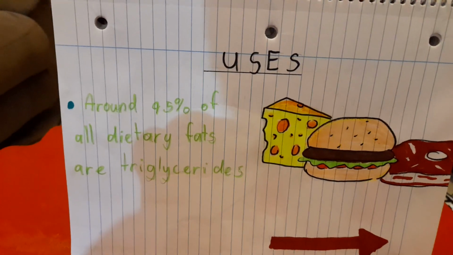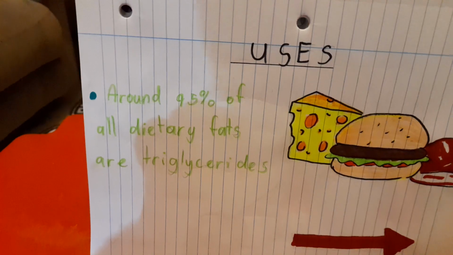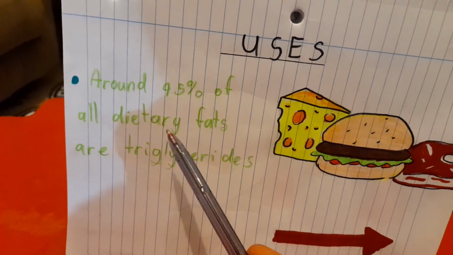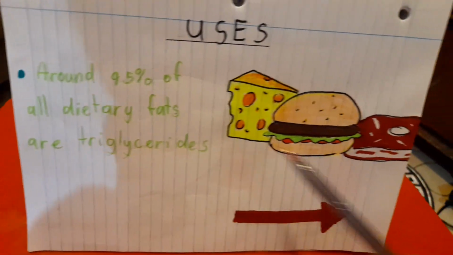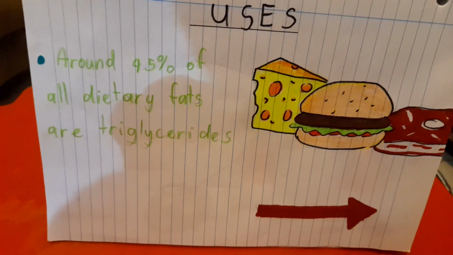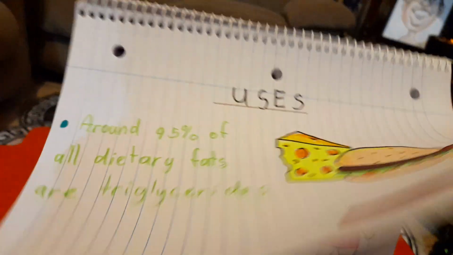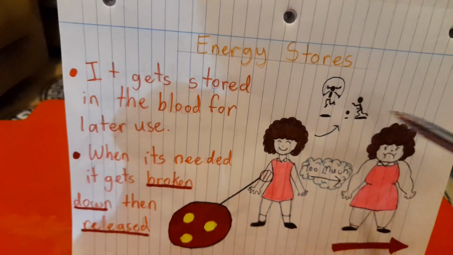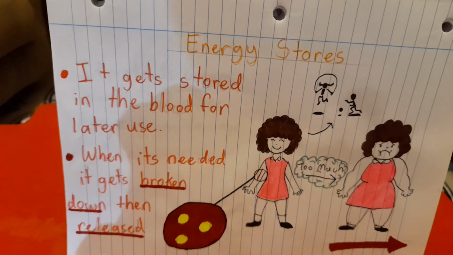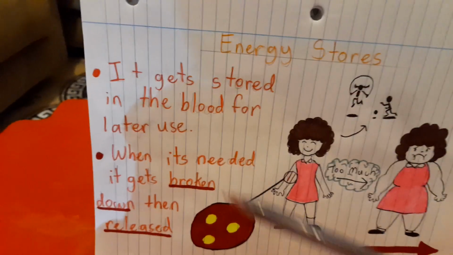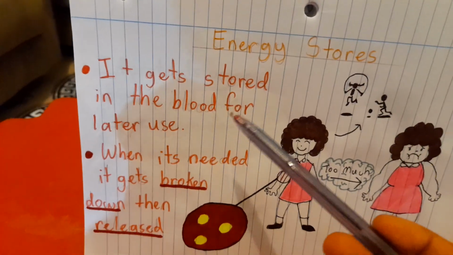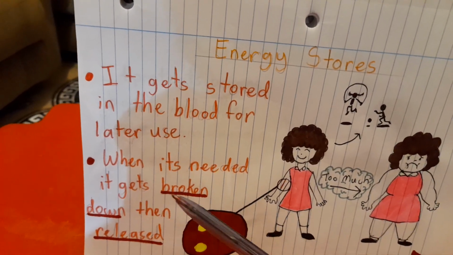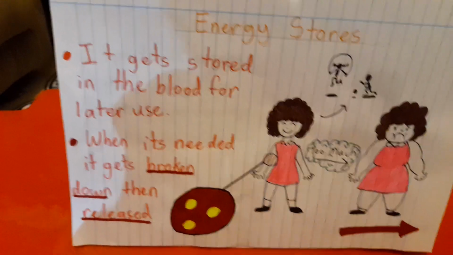Triglycerides have a lot of uses that are pretty important. For example, around 95% of all dietary fats are triglycerides. So basically, we eat them. Let's see the next use. Energy stores. So it gets stored in the blood for later use, and when it's needed, it gets broken down, then released.